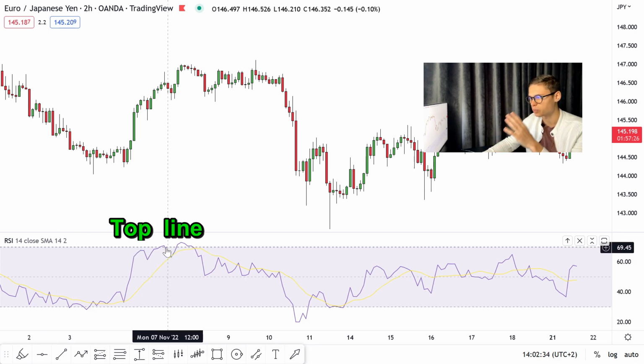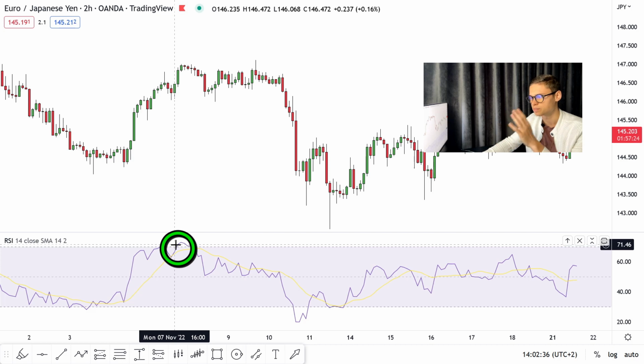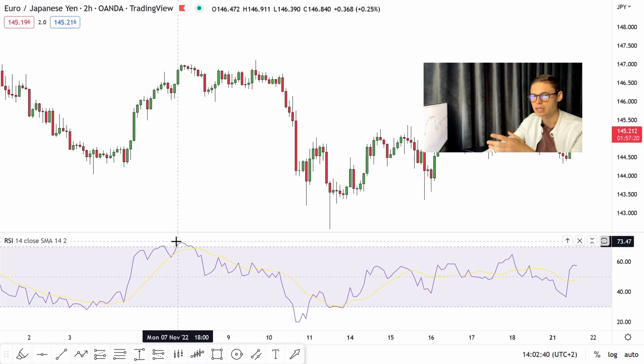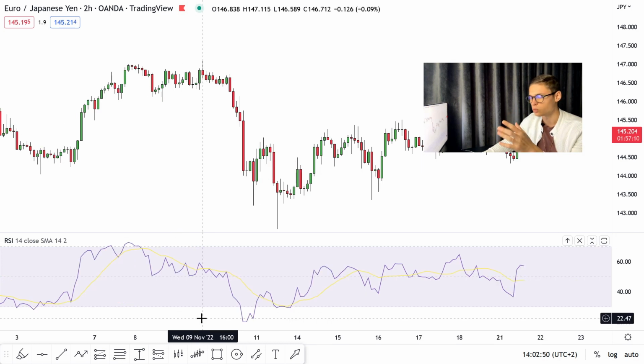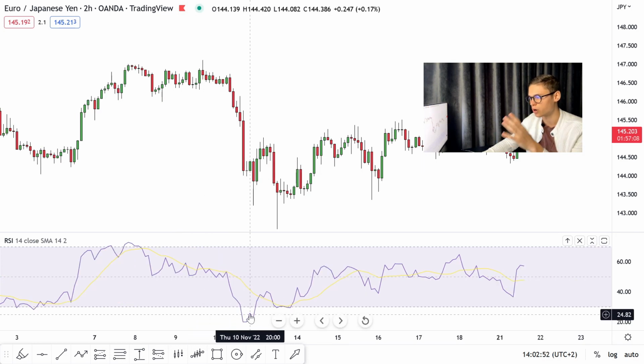So when the price is above the top line, as over here, that is an indication to short the market. And when the price is at the low point over here, basically this line is below the bottom momentum line, that is an indication that you should open a buy position.